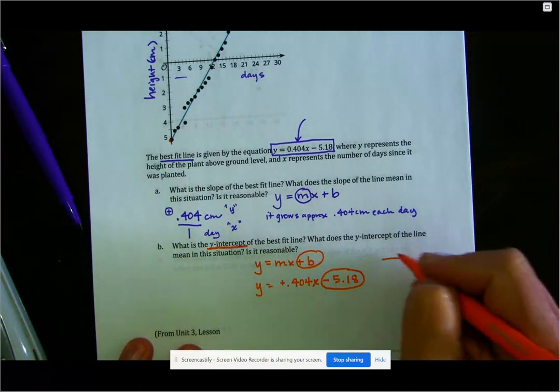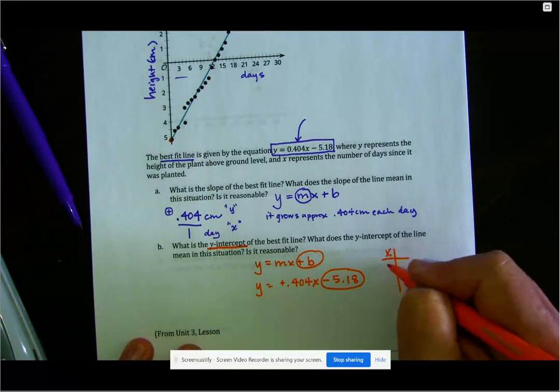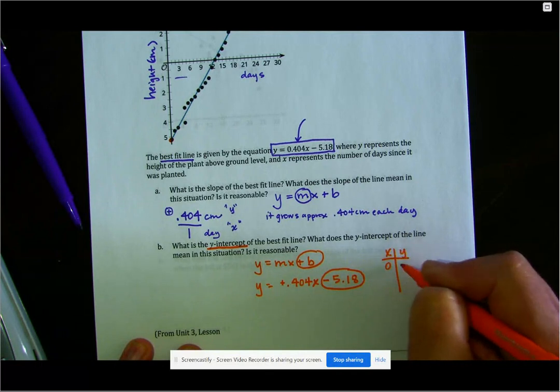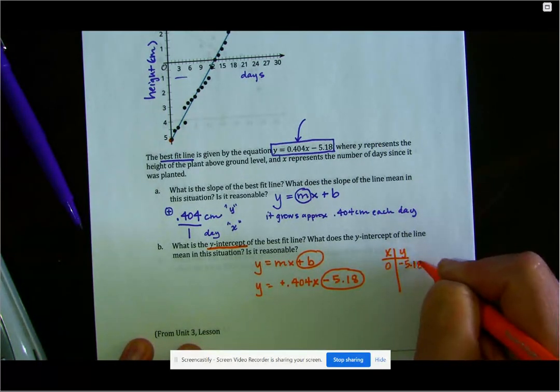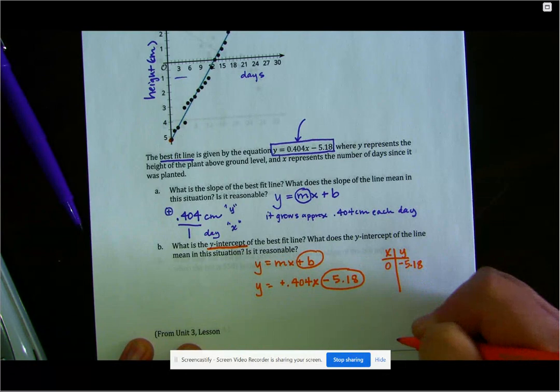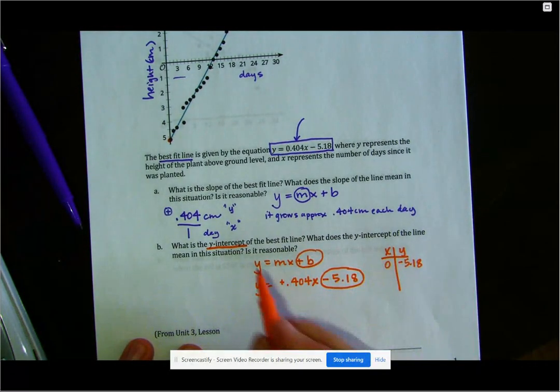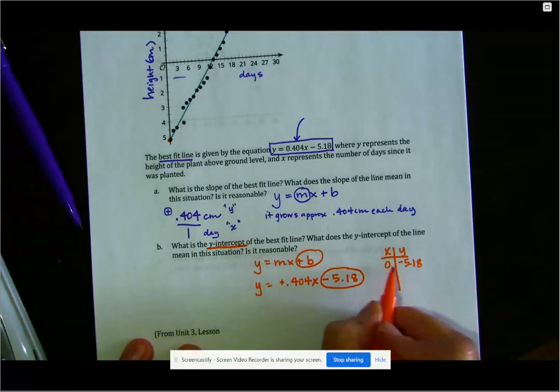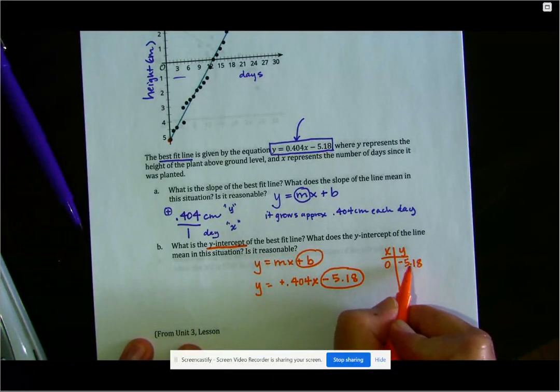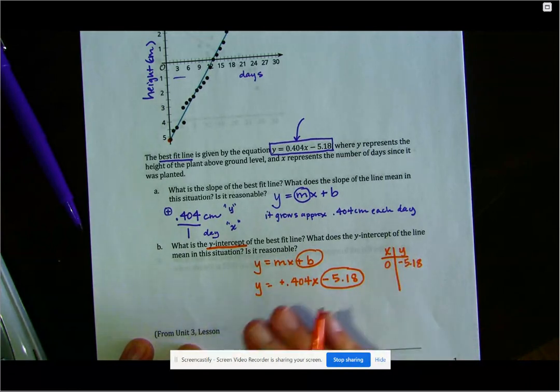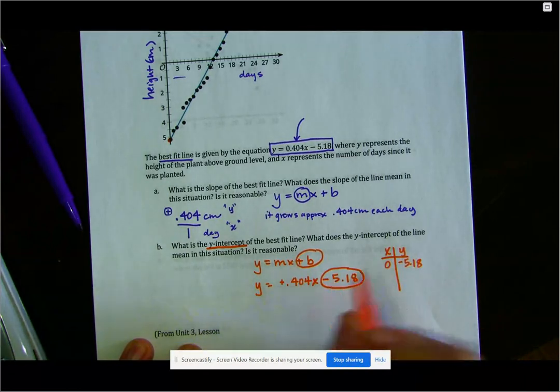You can also think, okay, on day 0, what was the height? How was it negative? Because it was planted under the dirt, right? In the dirt. So it is reasonable that on day 0, the height of the seed is negative 5.18 centimeters if you consider the level of the dirt 0. So 5 centimeters under the dirt.